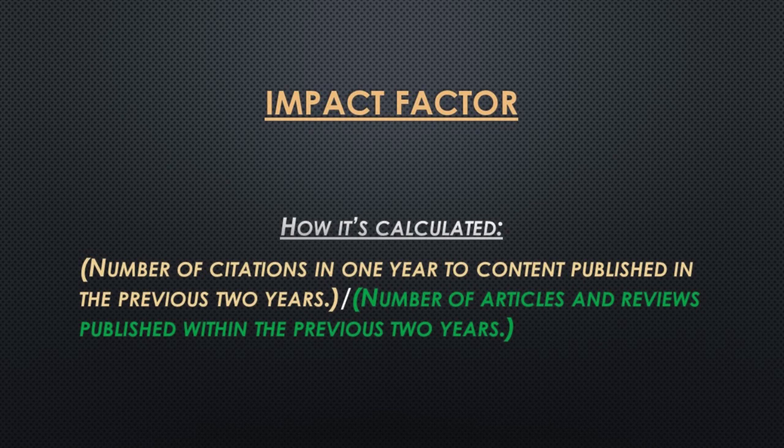In this video we learn about impact factor. The impact factor is the most commonly used metric to assess a journal. Different subjects have varying citation patterns, which are reflected in a journal's calculation. Released annually based on Web of Science Journal Citation Reports, only journals in the Science Citation Index Expanded, SCIE, and Social Sciences Citation Index, SSCI, can have an impact factor. How it's calculated: number of citations in 1 year to content published in the previous 2 years, divided by number of articles and reviews published within the previous 2 years.